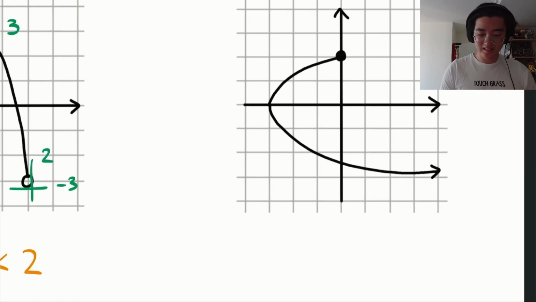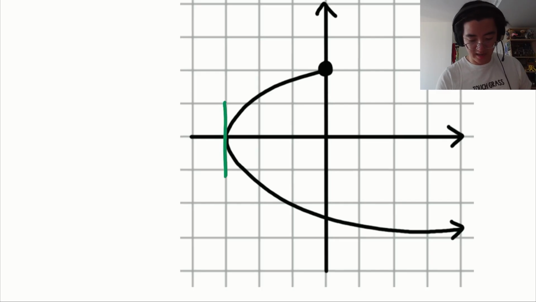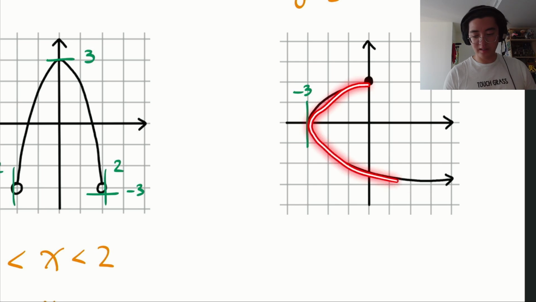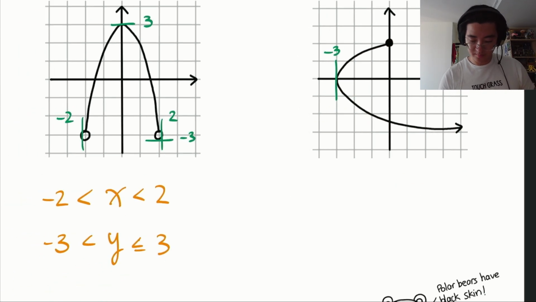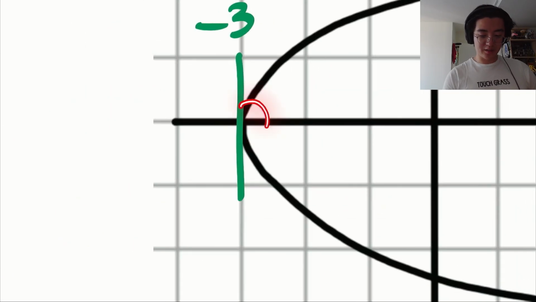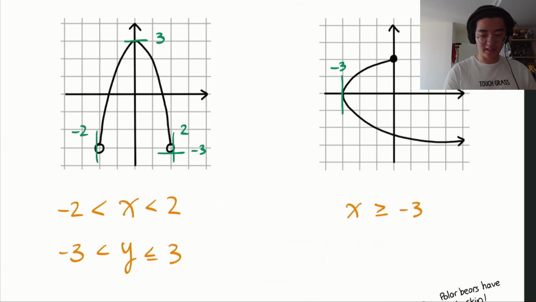Last example. What is this? Let's check the domain here. What's the smallest x can be? Notice the smallest point of x is right here at -3. Because after it curves back around, it goes on to the right infinitely. Which means in this example, as long as x is bigger or equal to -3, that's part of the domain. Again, this is equal to here, because we do not have hollow dots. This is included. How about the range?